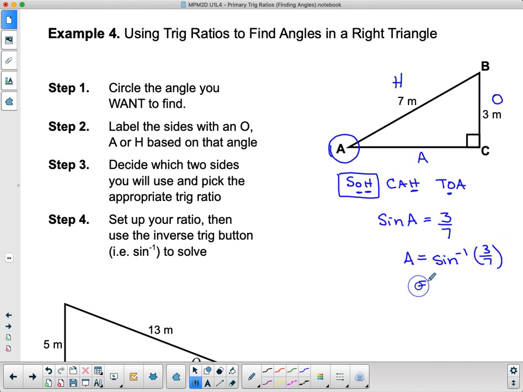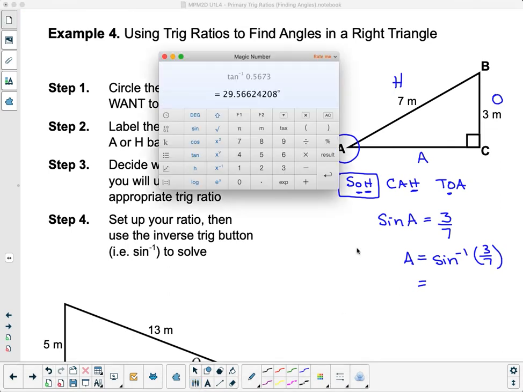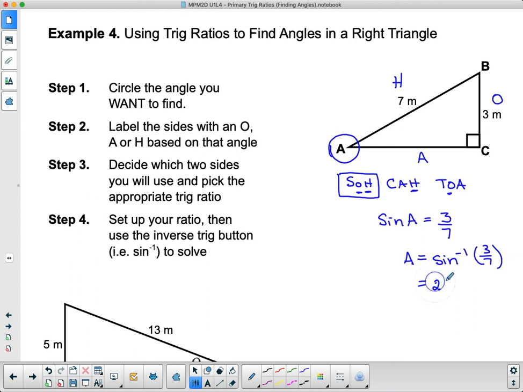Now there's a couple different ways you could type this into your calculator. I'm going to use this one. So I'm going to go shift sine, and I'm going to use my brackets and go 3 divided by 7. Now, even if this doesn't appear like this on your screen, if it just looks like 3 divided by 7, it works that way. Mine just happens to look like a fraction when I plug it in. And that tells me that it's 25.4 degrees.